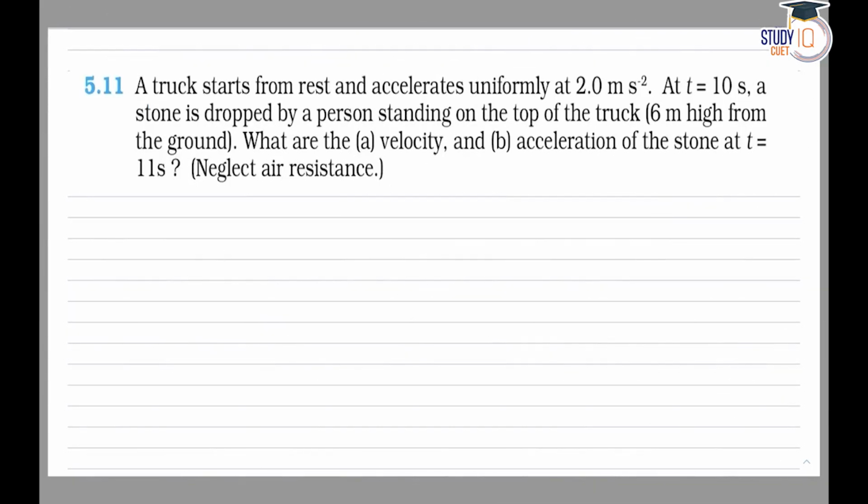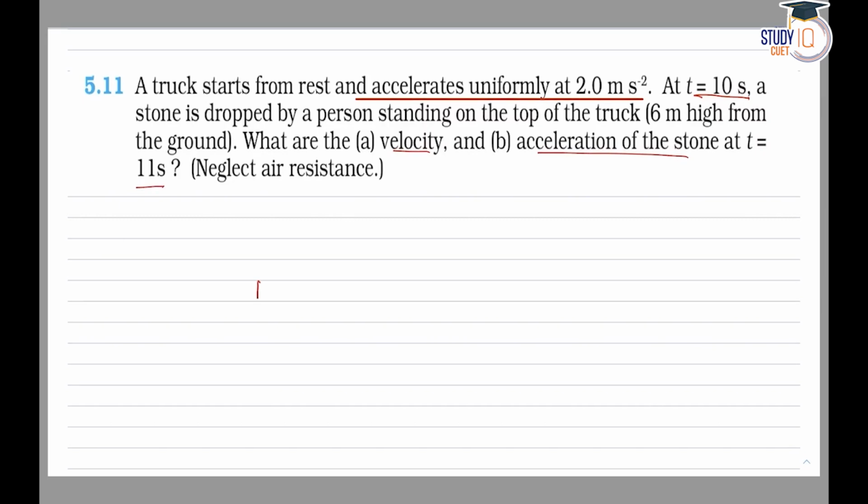NCERT Physics Class 11th, 5th chapter, which is Laws of Motion, question number 5.11. A truck starts from rest and accelerates uniformly at 2 meter per second square. At t equal to 10 seconds, a stone is dropped by a person standing on the truck. What is the velocity and acceleration of the stone at t equal to 11 seconds?